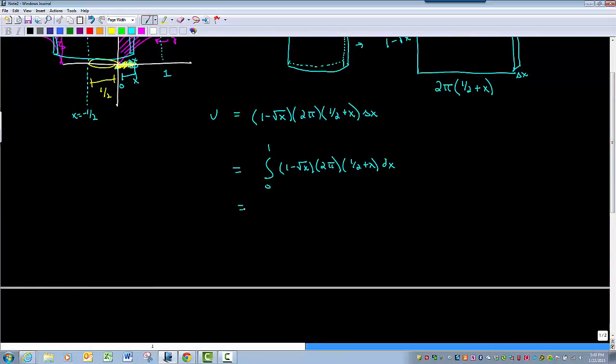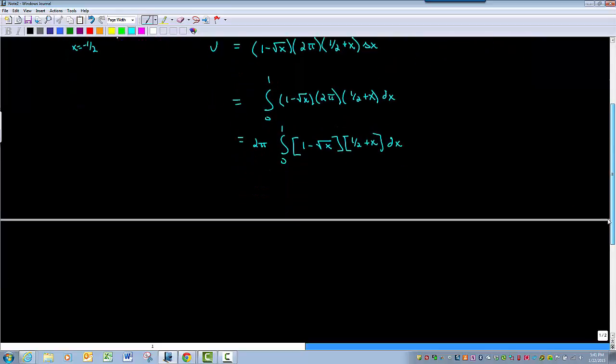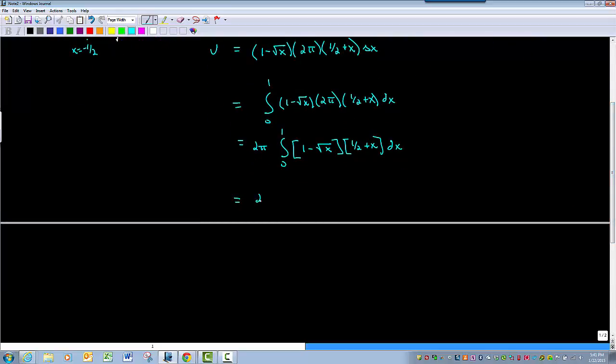So let's pull the 2 pi out. Now let's multiply together these two guys. I'll write them out here: 1 minus the square root of x times 1/2 plus x, dx. So we need to FOIL this guy on the inside. So let's go ahead and do that.